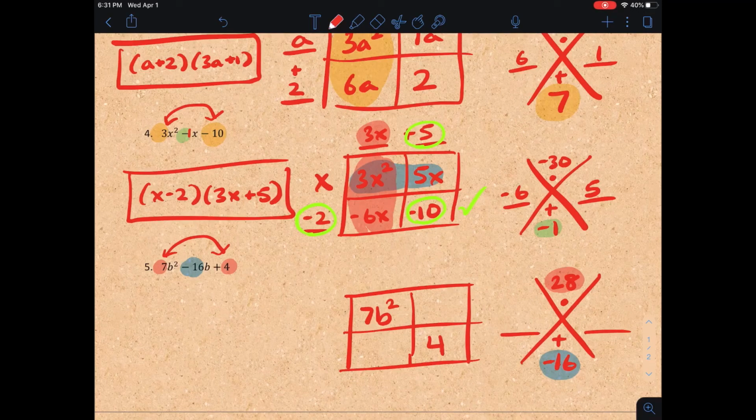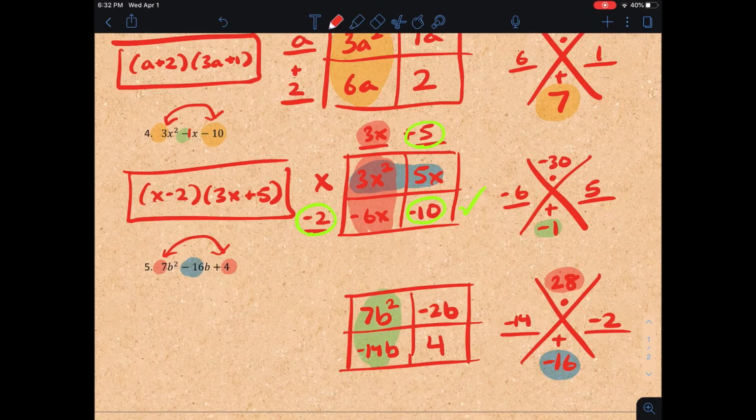And then from there, we're going to ask ourselves what two numbers multiply to 28 and add up to negative 16. So we know that both numbers have to be negative because the product is positive and the sum is negative. If you said negative 14 and negative 2, then you were correct. So now we're going to put negative 14b on the bottom left. We're going to put negative 2b on the top right. And then from there, we're going to pick any row or column and then look for the GCF. So for this one, I'm going to pick the first column.